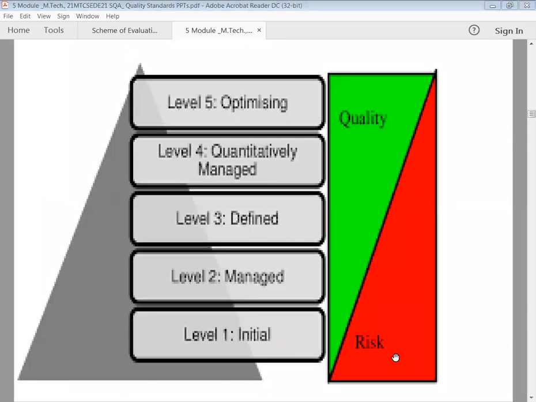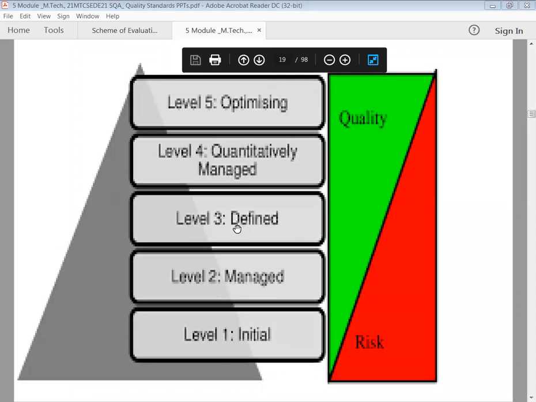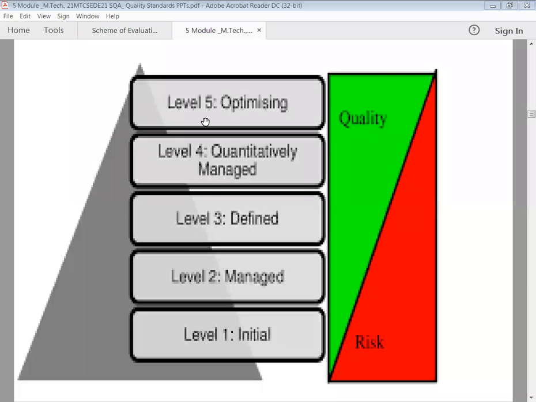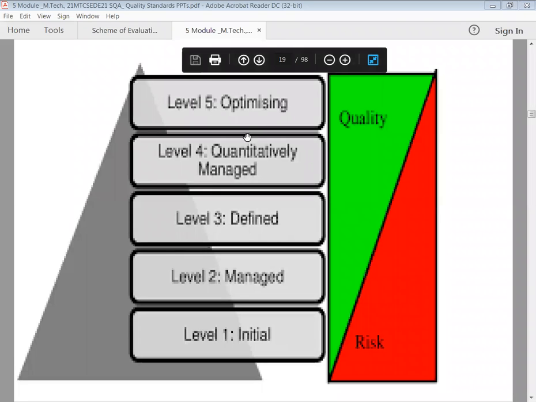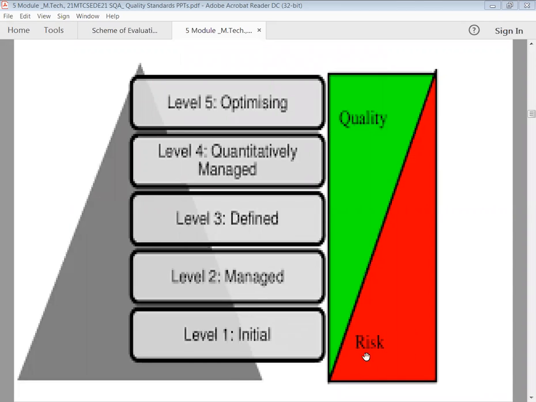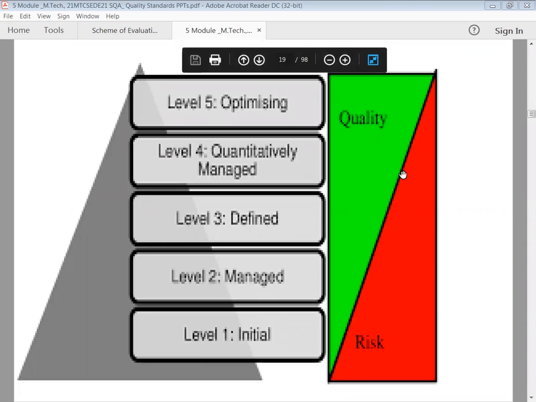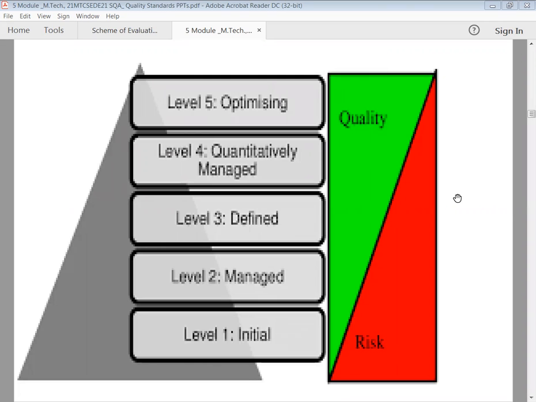So from this diagram also, you can easily understand: level 1 is initial, level 2 is managed, level 3 is defined, level 4 is quantitatively managed. And if you are in level 5, you are an optimized one. So if you are in this particular borderline, it means you are at risk, you will not get qualified. If you are getting more than this, you will get qualified as well as a greater rank.